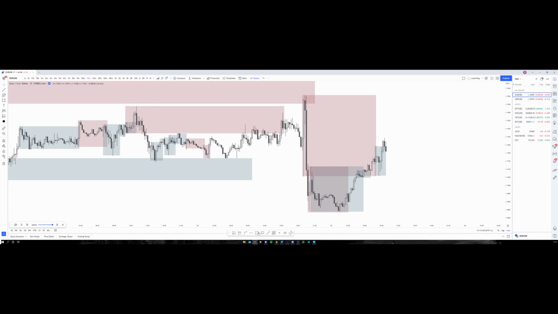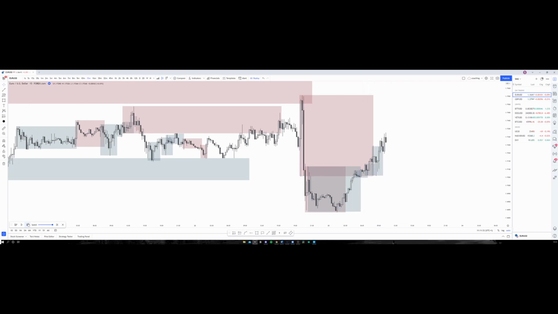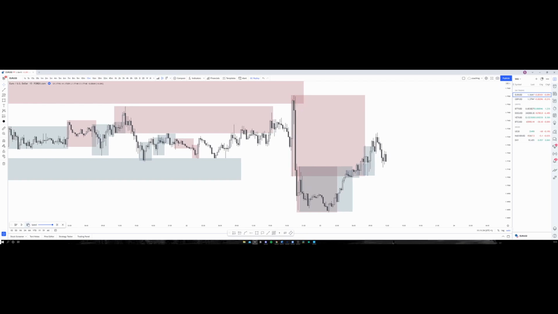right? We create another buying range here, and you can just see how they're all respected, right? These are banks protecting themselves. They don't want these ranges to be run at present, right?